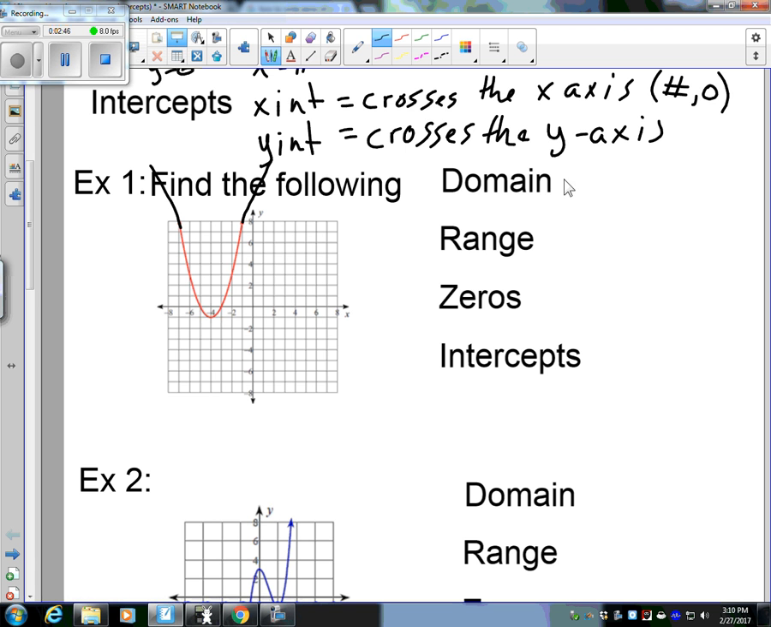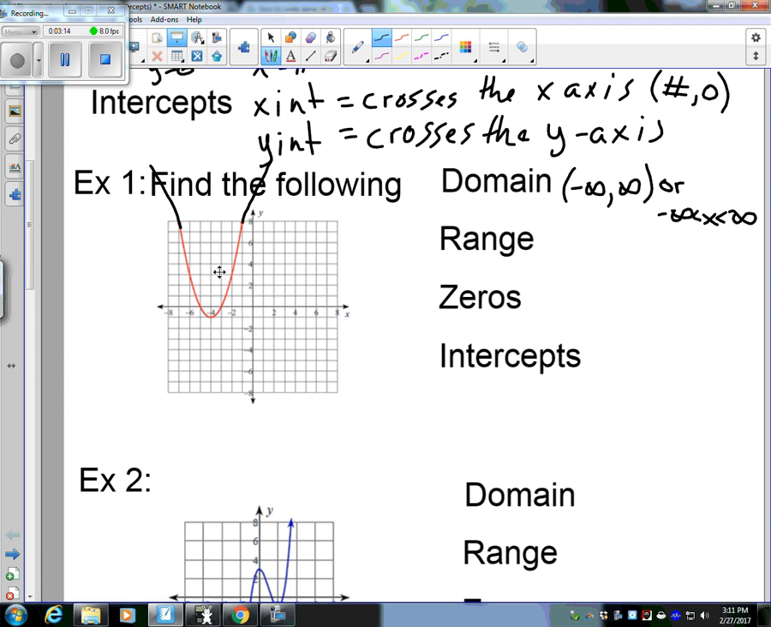So our domain is all real numbers, negative infinity to infinity. You can write it this way, or you can write it as an inequality: negative infinity is less than x, less than infinity. Now range is the lowest y value to the highest y value. A domain is the lowest x value to the highest x value, in this case negative infinity and infinity.